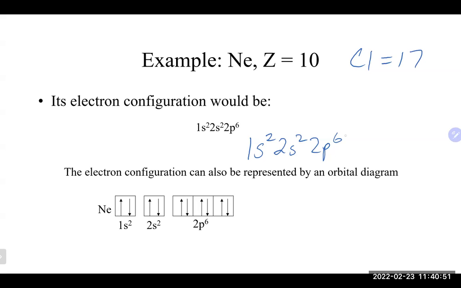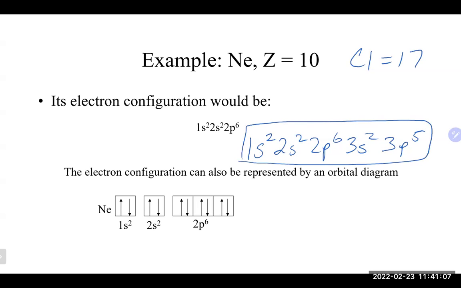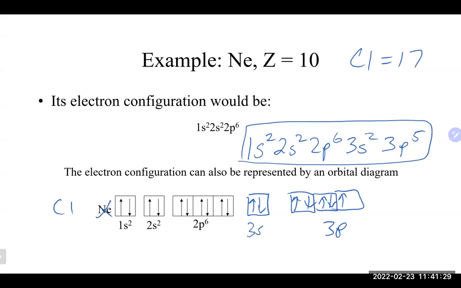After that, we should then go to the 3s2, which takes us to 12. And finally, after the 3s, we should fill up our 3p to only 5 in this case, which would give us 17. And that should be the electron configuration. We would have one box for 3s, which would look like this. And for our 3p, we would need 3 boxes where we would go up, up, up, down, and down. And that's what the orbital diagram would look like if this was chlorine.